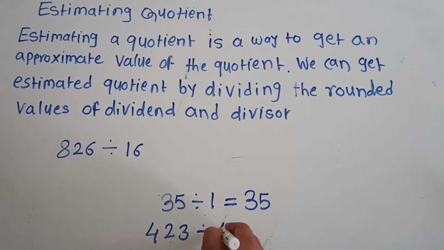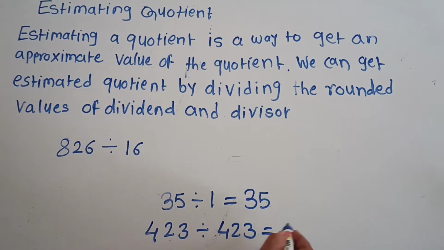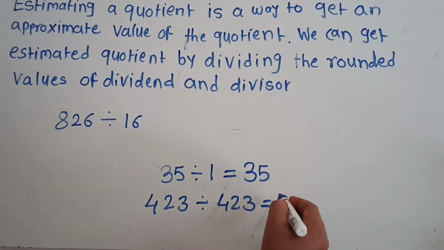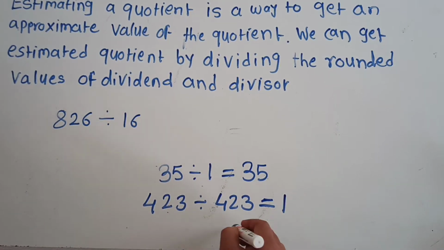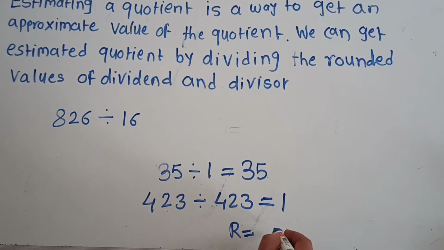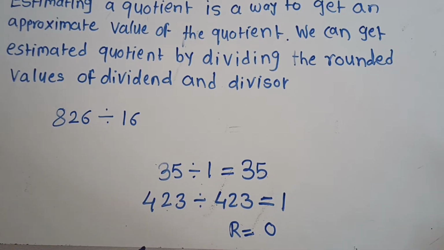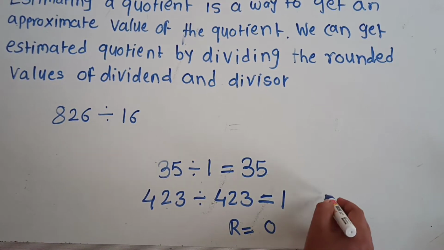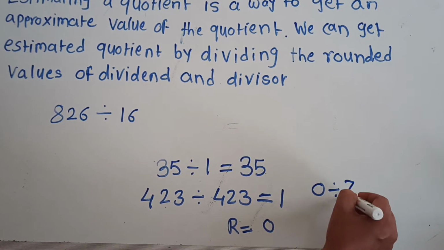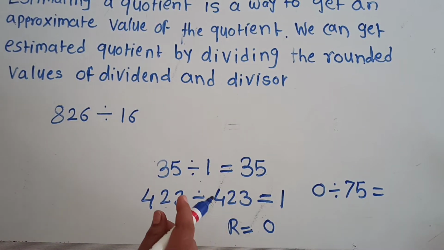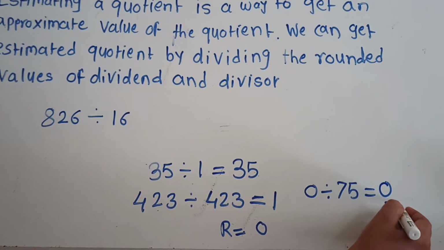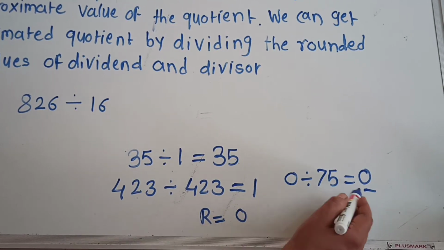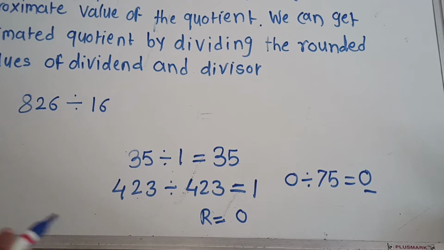423 divided by 423, the quotient is 1 and the remainder is 0. And when 0 is divided by any number, the quotient is always 0. This is the quotient. When 0 is divided by a number, the quotient is always 0.